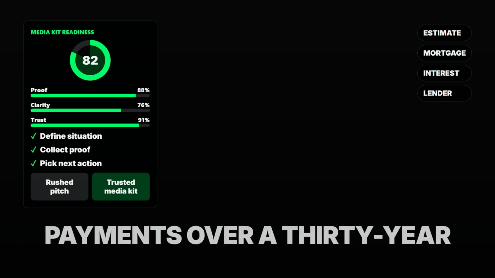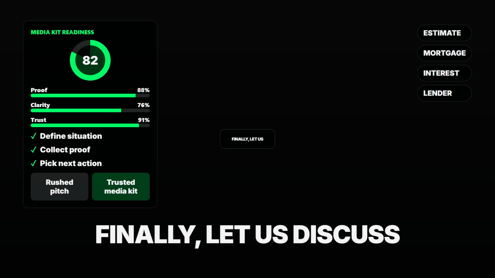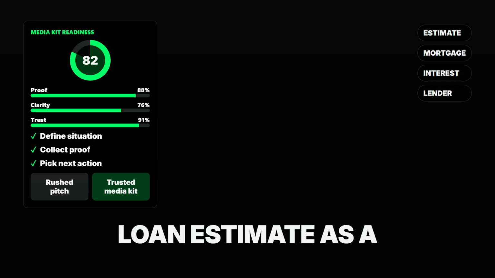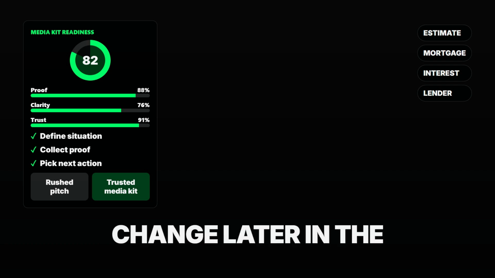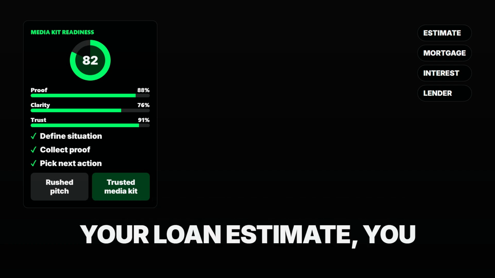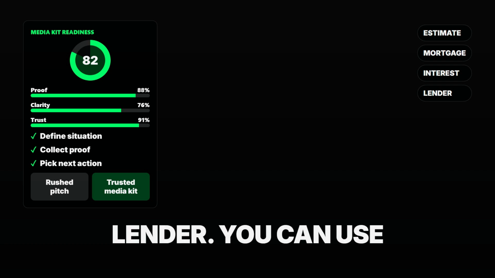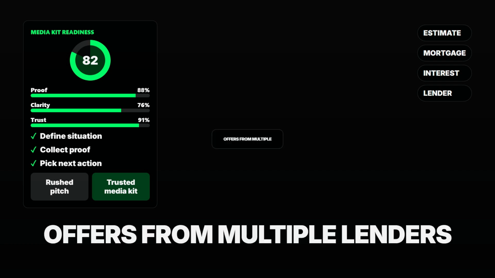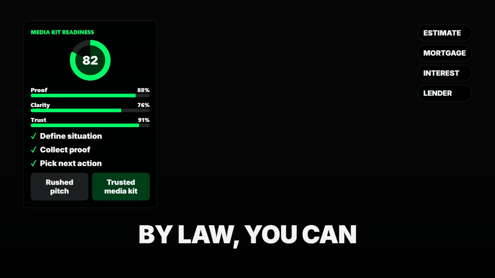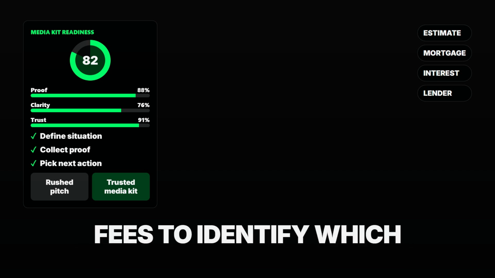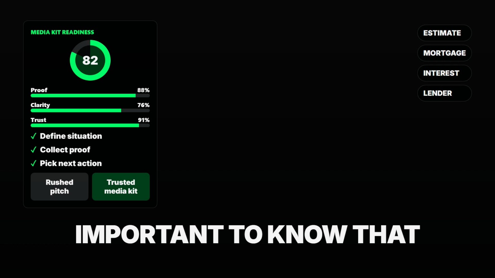Finally, let us discuss how to use your loan estimate as a shopping tool and what fees are permitted to change later in the transaction. Once you receive your loan estimate, you are under no obligation to proceed with the lender. You can use this document to compare offers from multiple lenders side by side. Because the form is standardized by law, you can easily compare page 2 fees to identify which lender has the lowest origination charges. It is important to know that the fees listed on the loan estimate are subject to strict tolerance rules. Lenders are not allowed to significantly underestimate fees to win your business and then raise them later.